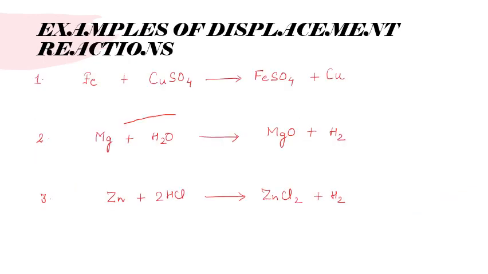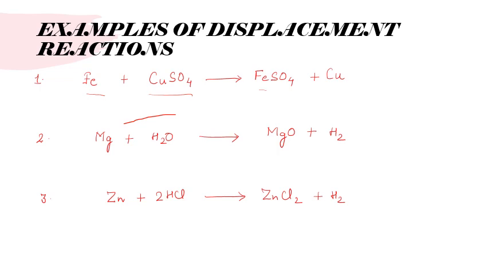There are many examples of displacement reactions. A few of them are like replacement of a metal in a compound by a more active element. For example, iron reacts with copper sulfate, displaces copper and forms iron sulfate, and copper is released.